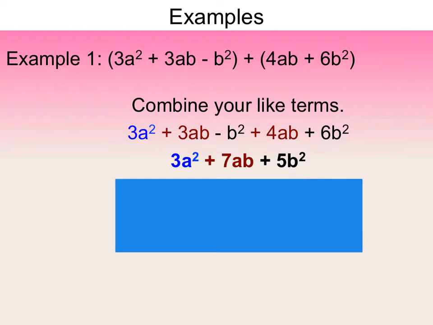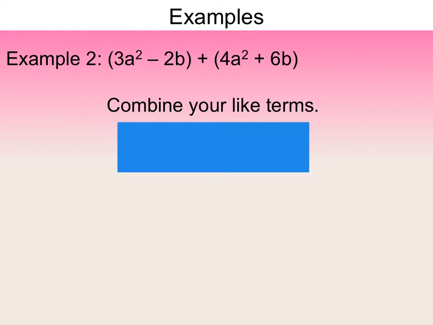And so this final answer here would be 3a squared plus 7ab, since you combine the 3ab and the 4ab, and then plus 5b squared. And the reason why it's this order is because I'm going by highest degree based off of your a's. And then I know we have a b squared, but we're going by degree from a.